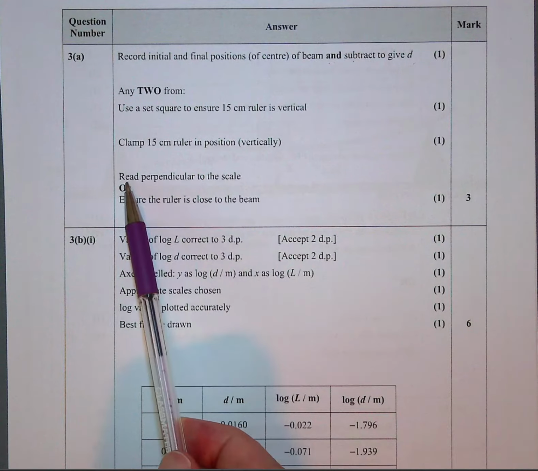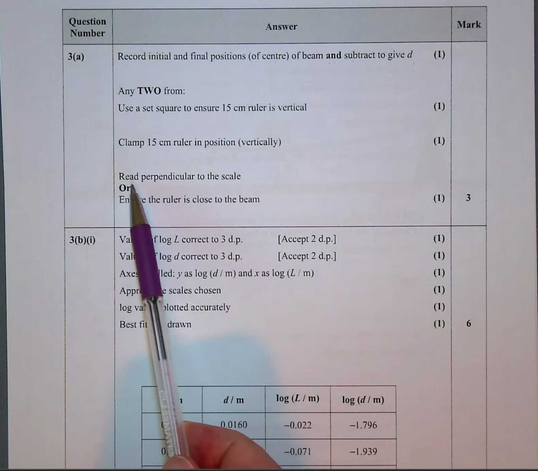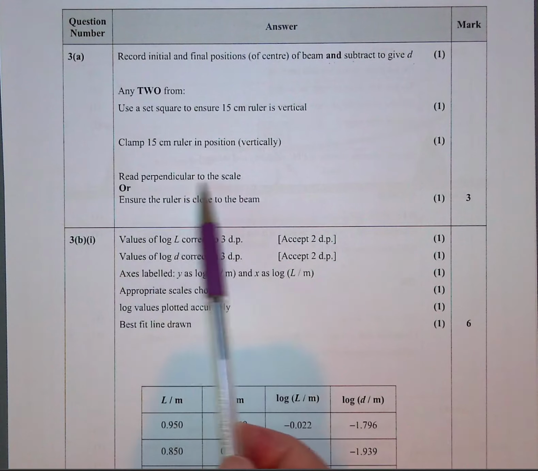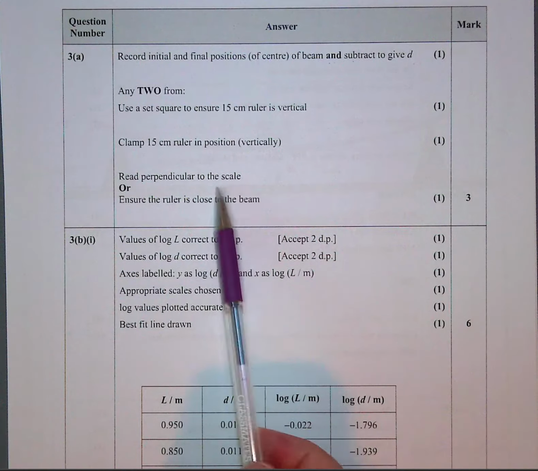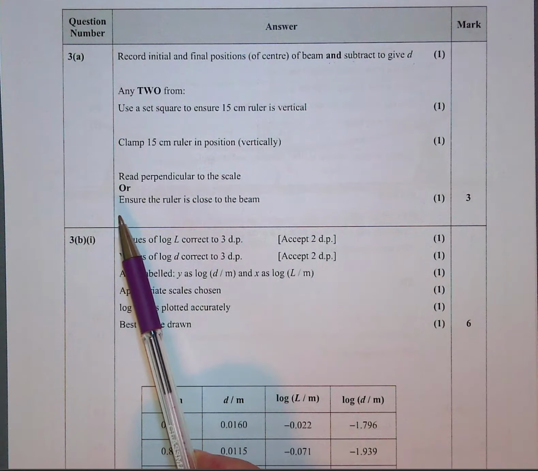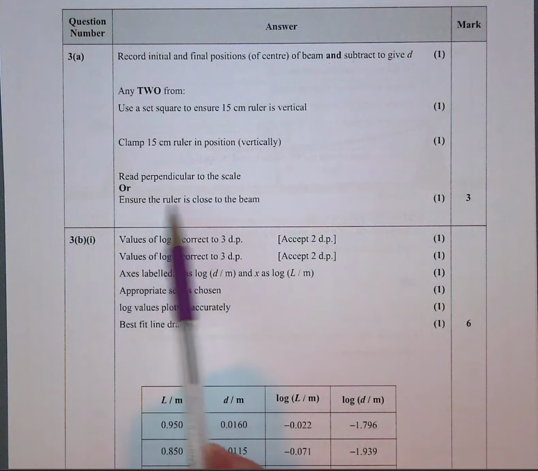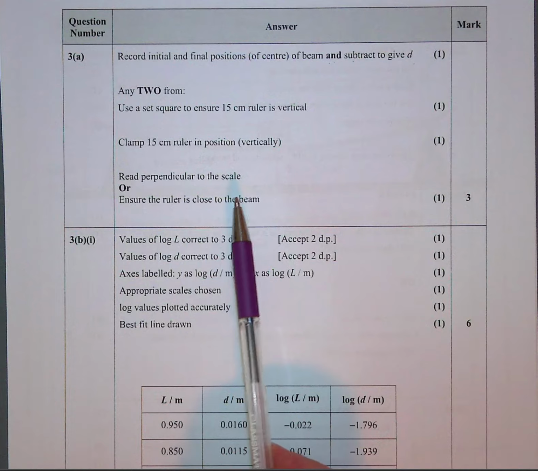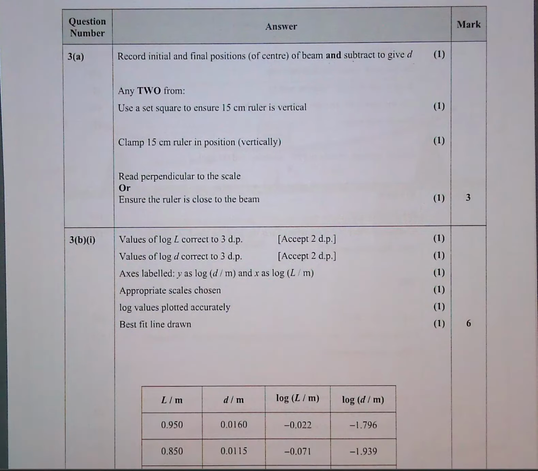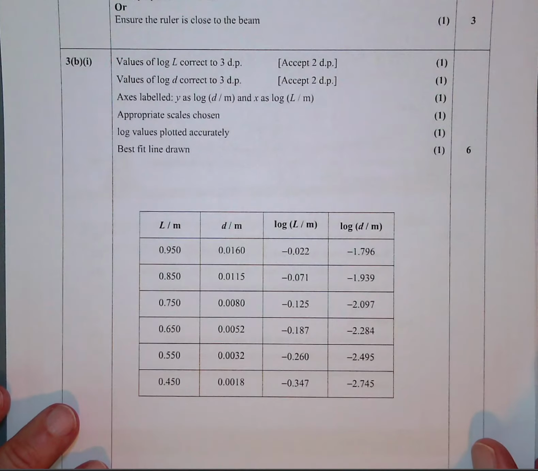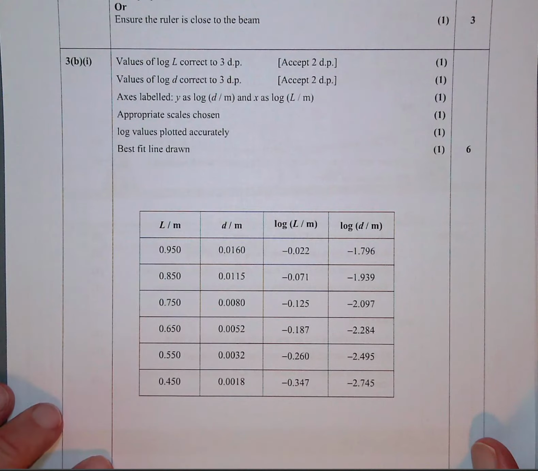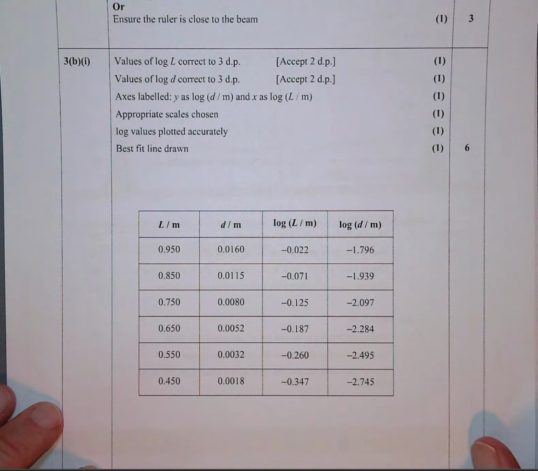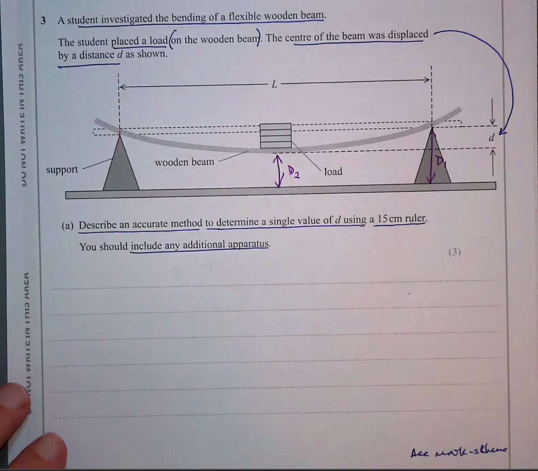And how can you do that? By saying that you could use the set square to ensure that you're reading perpendicular to the scale to avoid parallax errors. And here's another way: ensure the ruler is close to the beam. That's just common sense. So these are the ways of getting the marks. And while I've got this on the video, I'll show you the data for 3B. You may want to stop the video when you're looking at your 3B section. Okay, so that's 3A.